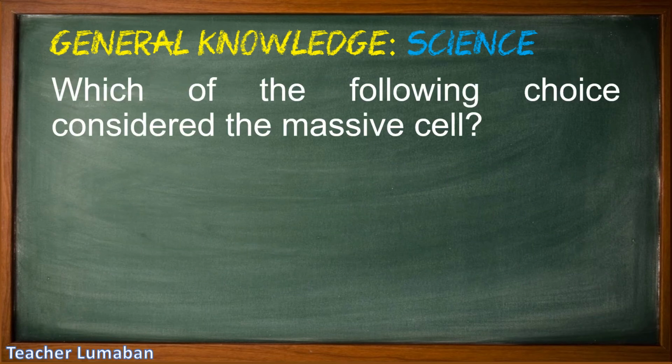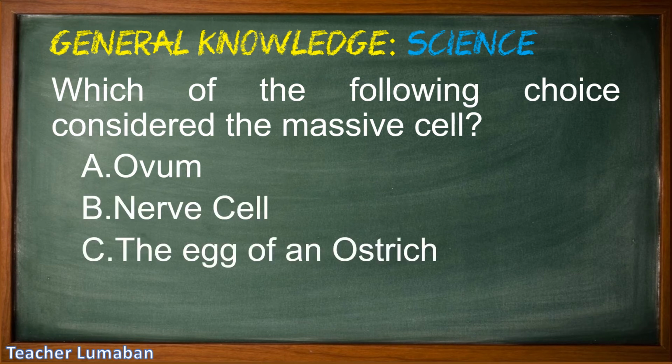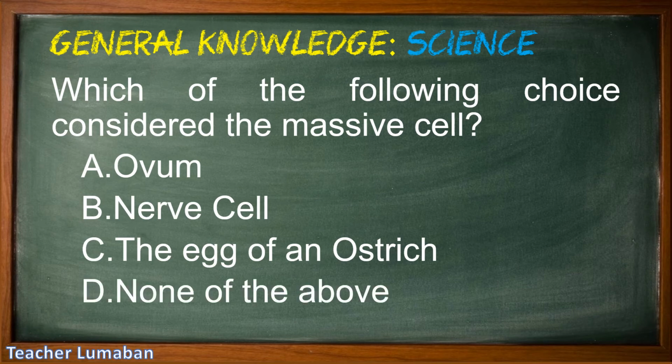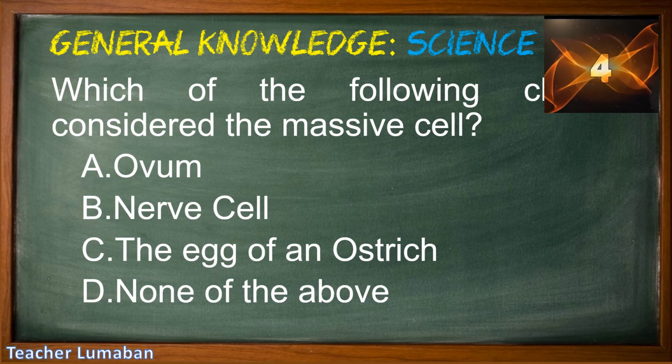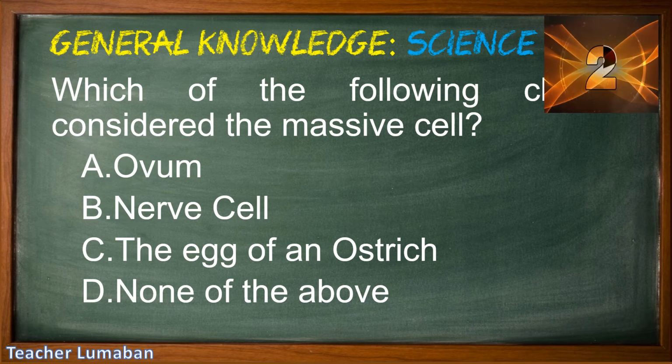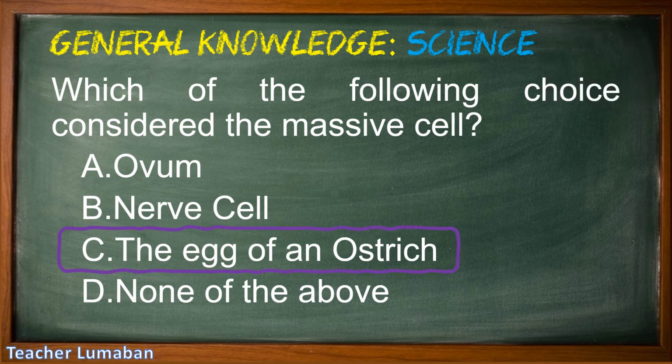Which of the following choices is considered the massive cell? Letter A, ovum. Letter B, nerve cell. Letter C, the egg of an ostrich. Letter D, none of the above. Please determine the suitable answer to the following choices in 5 seconds. 5, 4, 3, 2, 1. The suitable answer is letter C, the egg of an ostrich.